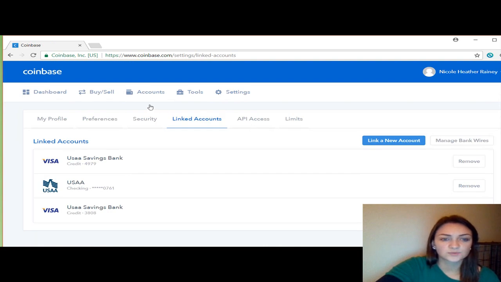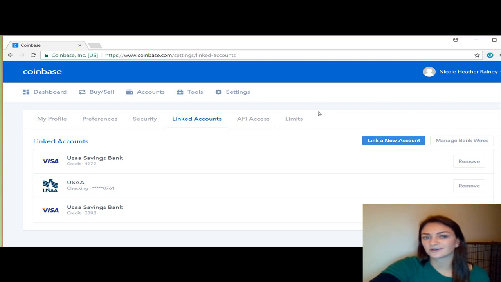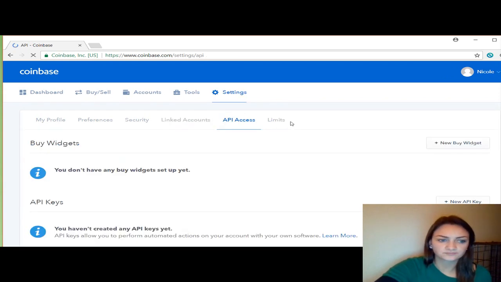Linked accounts, this is where you're going to add your bank account information. So you hit link a new account, and I don't think there's a limit on how many you can have, so I have 3 currently, but it's a good way to add your credit cards or bank or whatever payment method you plan on using. API access, I don't really use this, it's just widgets.